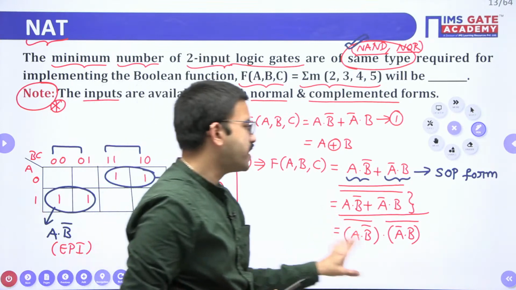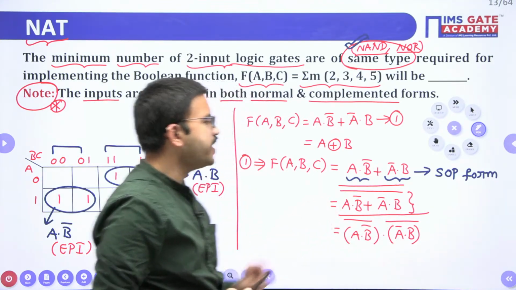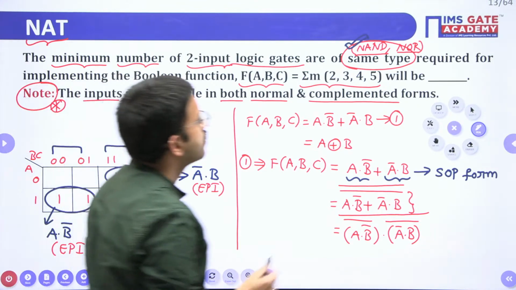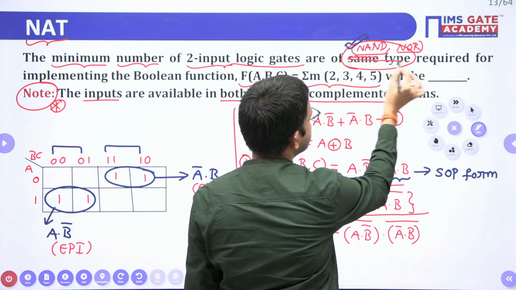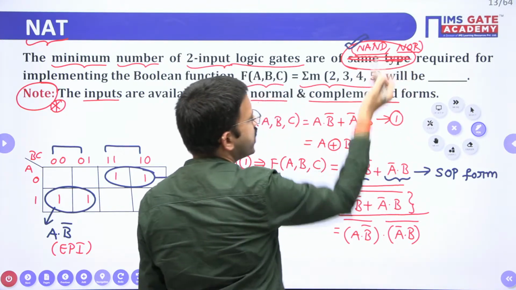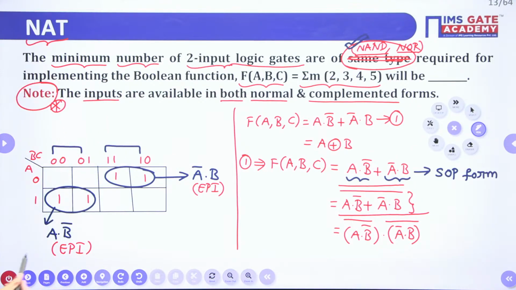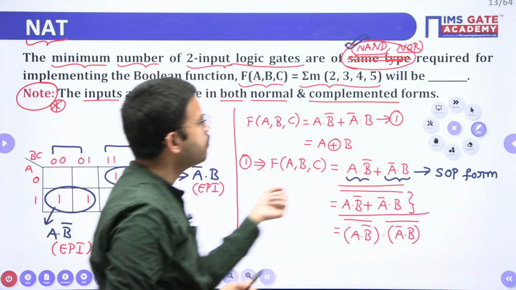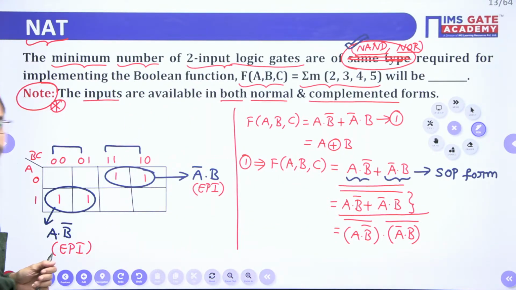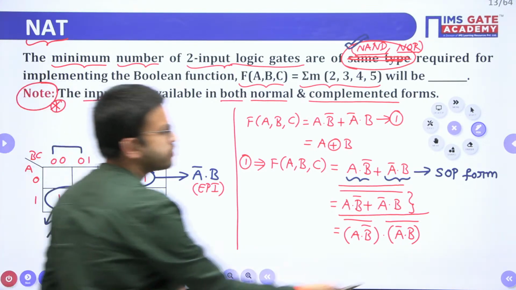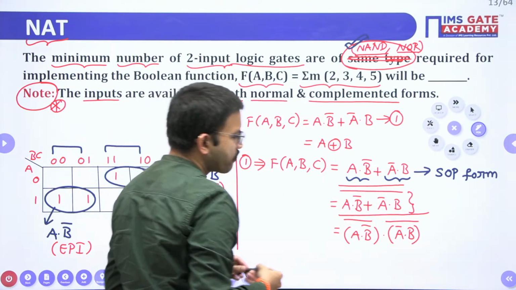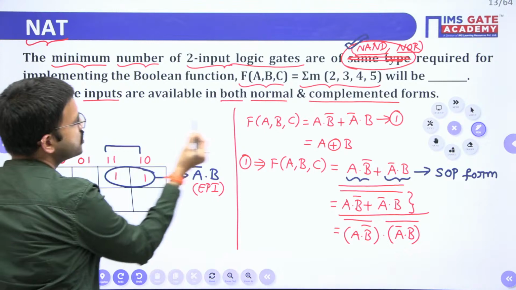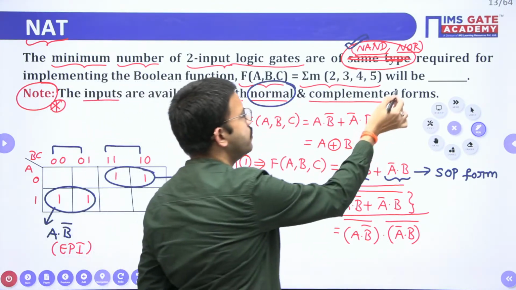Now just look at this particular function. How many NAND gates we require and how many NOR gates we require? Here, just to avoid the confusion, you can remove this one. Here the question is related to NAND and NOR. Among those two, which is the minimum? Because if it is straightforward, A XOR B means it is a simple question, but here I want to discuss with the help of NAND and with the help of NOR. So just look at this expression. Here in the question they have mentioned that the inputs are available in both normal form and complemented forms.